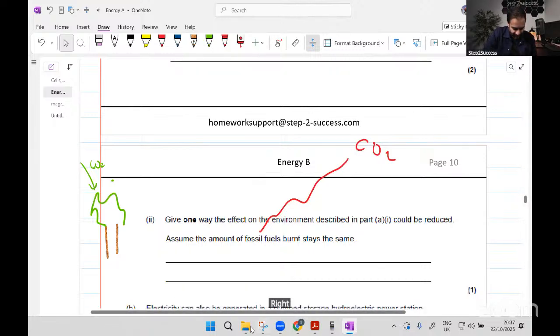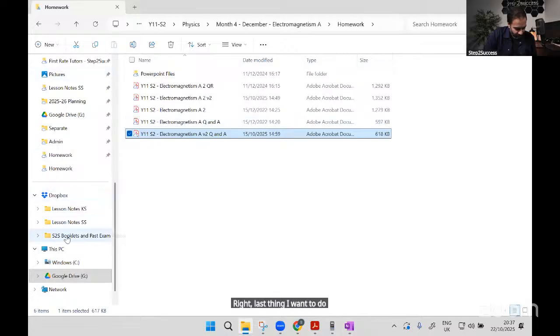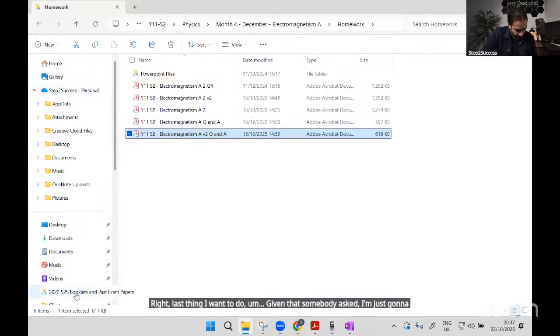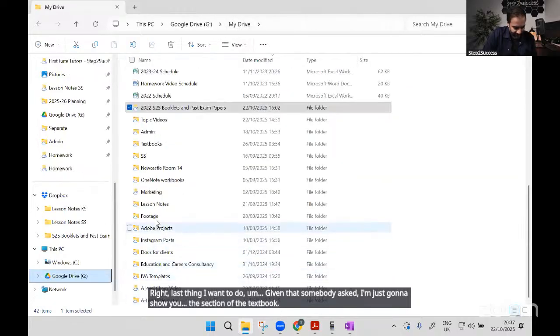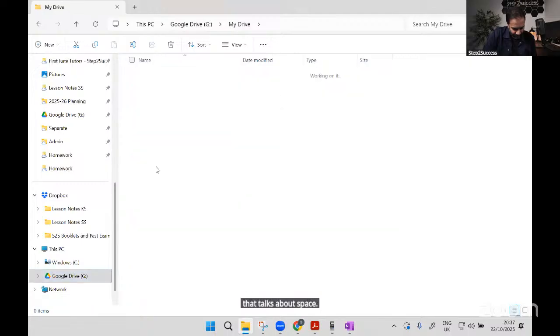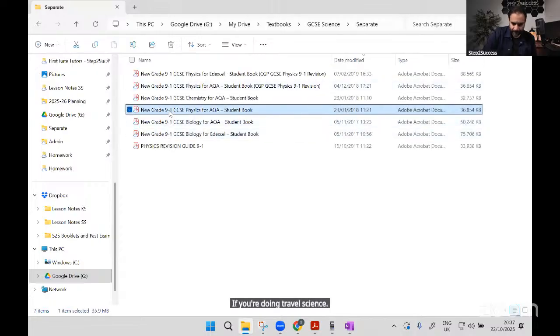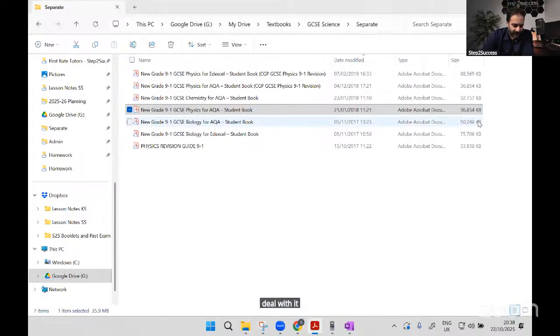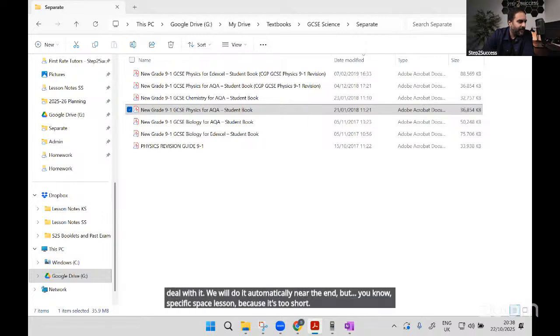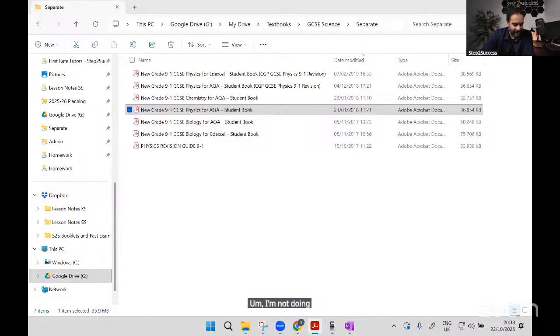Right, last thing I'm going to do, given that somebody asked, I'm just going to show you the section of the textbook that talks about space. This is only in triple science, if you are doing triple science. We don't specifically do a lesson on space, but you will have access to something that will help you deal with it. We will do it automatically near the end, but we don't have a specific space lesson because it's too short. I'm not doing radioactivity, no.